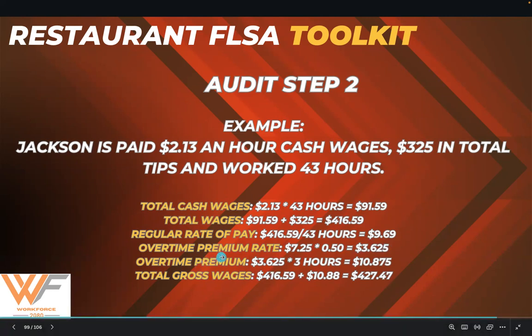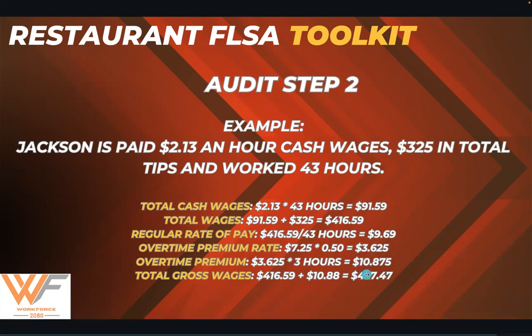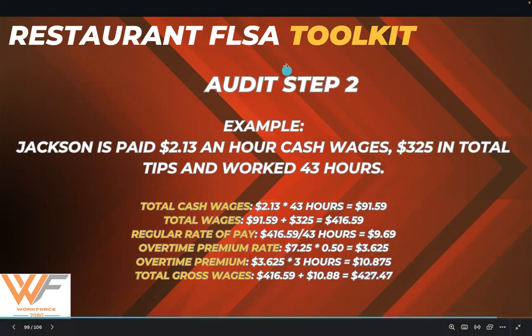Now the overtime rate, we're going off of minimum wage, which in this case is $7.25 an hour times a half. Then we take that half portion and multiply it by the hours of overtime. And then we simply take the $416.59, which is above, plus the $10.88 in overtime, and this is how much he is owed in wages.